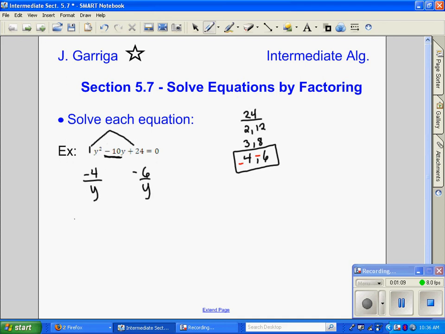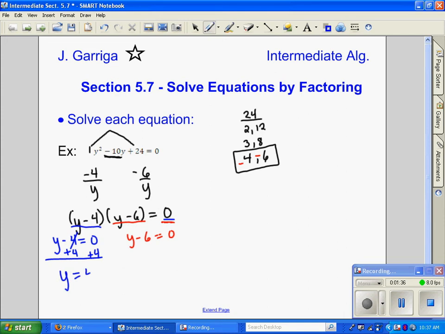And now we do bottoms up, so this is y minus 4. This one becomes y minus 6 equals 0. To solve this, I take this first parenthesis and set it equal to 0. Y minus 4 equals 0 and solve. And then I also take this second parenthesis, y minus 6 equals 0, and solve it. So now we're just going to solve for the variable. Add 4 to both sides, y equals 4. And then right here I'm going to add 6 to both sides, and we'll get y equals 6. So that's how we solve that equation.